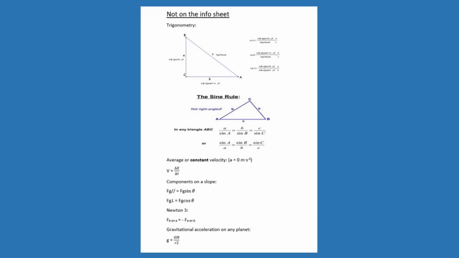Then not on the information sheet is our straightforward average or constant velocity calculation, where the velocity is equal to the change in displacement over the change in time. I beg you here, please remember, for constant velocity, acceleration is 0. So as soon as it says the thing is accelerating, you cannot use this equation. It is for a constant velocity, or seldomly but also usable for an average velocity.